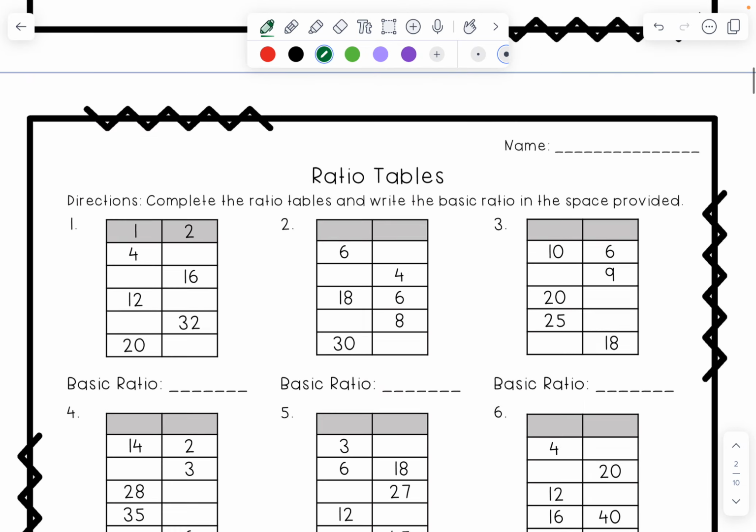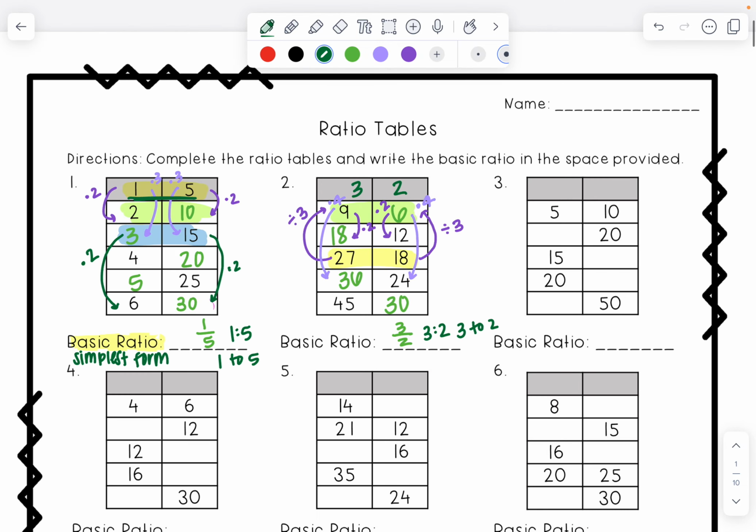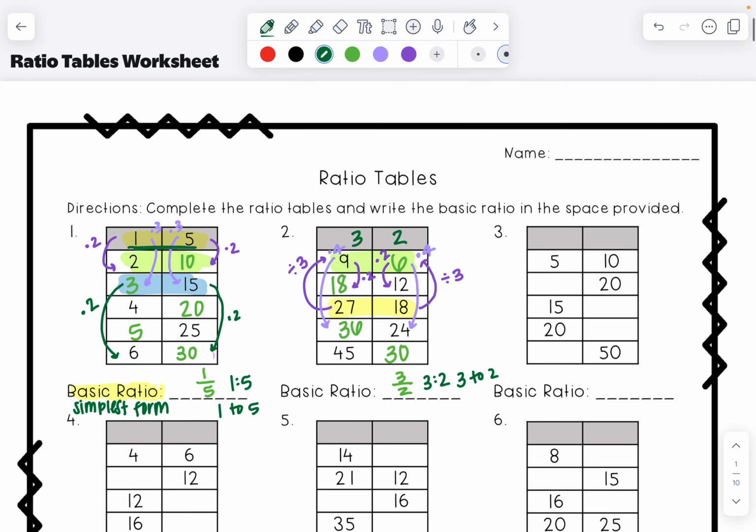All right, so now you're going to work on the rest of this on your own, and then you can check your answers.